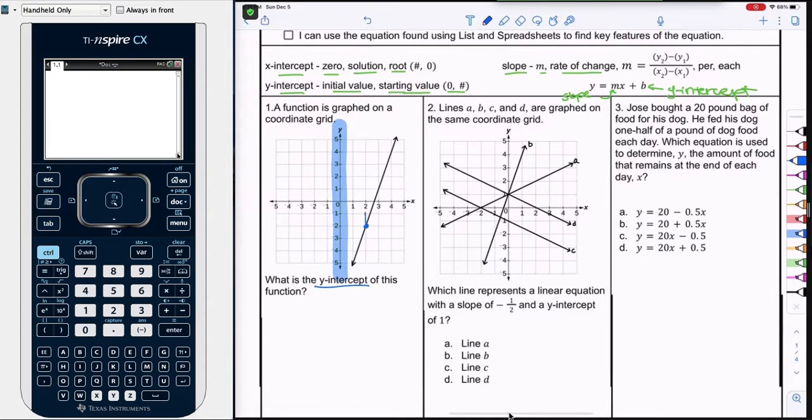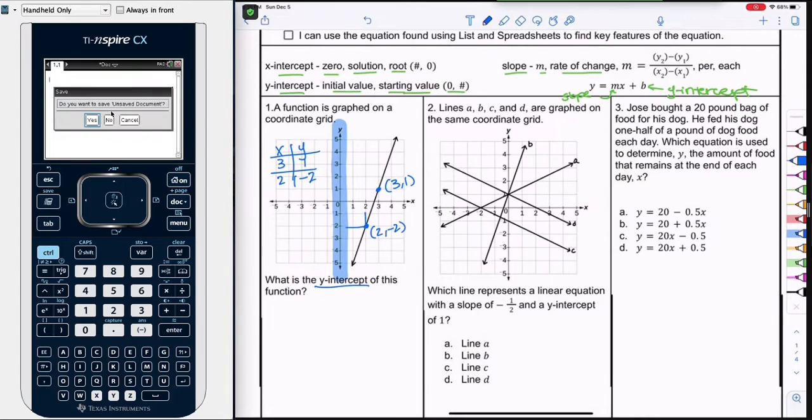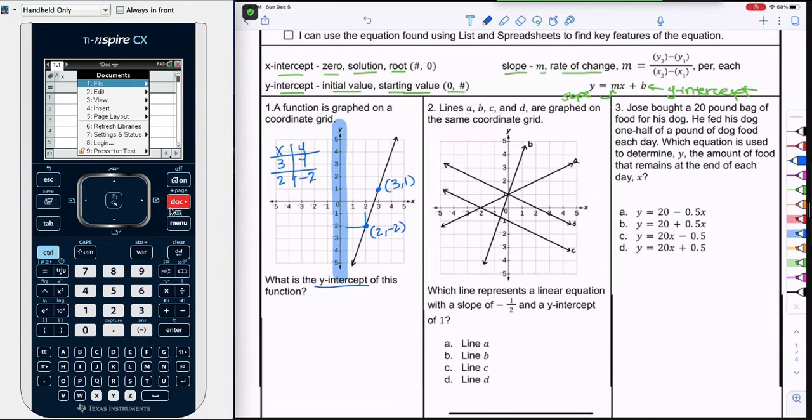So I have 2, -2. Then I have 3, 1. So I'm going to make my table: 3, 1, 2, -2. And I'm going to go to the calculator right here and get my equation. So new document, we always put no, list and spreadsheet, then x, y. I'm going to put 3, 2, 1, -2. Then it's doc 4, 7.